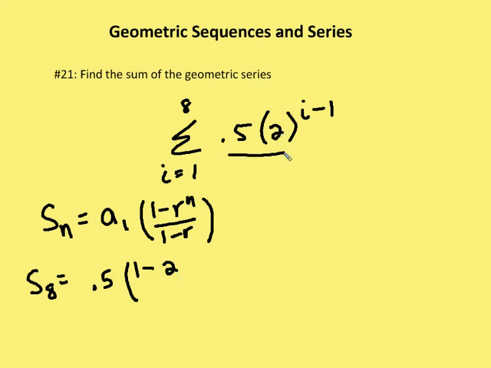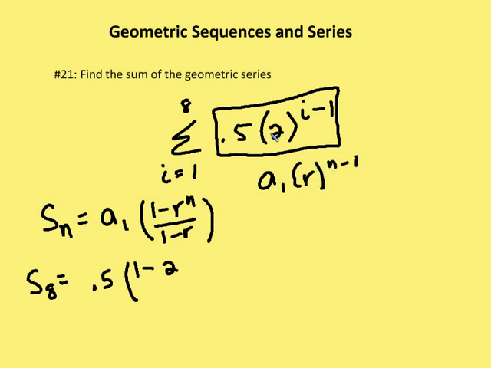And notice how this entire rule looks very similar to a sub 1 times r to the n minus 1. Okay? So they give us the rule of the sequence, and they ask us to find the sum. So I see my common ratio is 2, right? Common ratio is 2. And I raise that to the nth power, which is to the 8th. And I take that over 1 minus the common ratio.